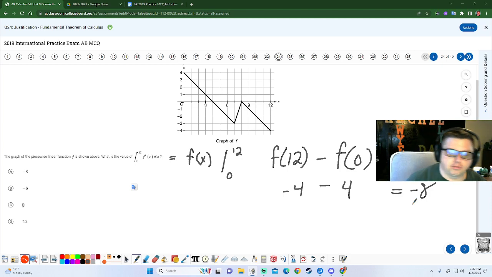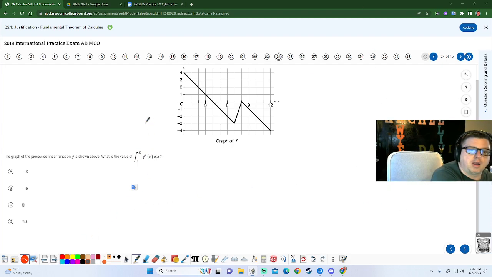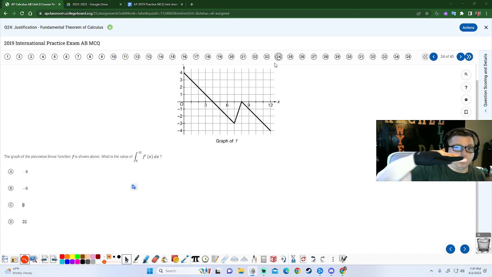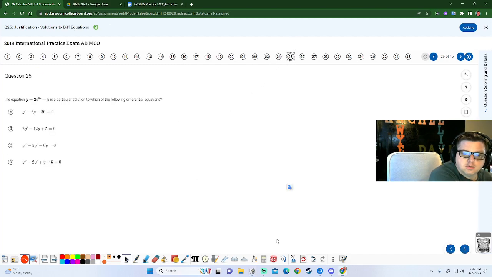We wouldn't lose any points for ours and we would get the same answer, but I do believe that their way is a lot quicker if we understand what integration is in going from f prime up to f. If you watch one of the previous videos, I make a position, velocity, acceleration kind of chart to explain that. So maybe take a look at one of those. All right, so the equation is here: is a particular solution to which of the following differential equations?